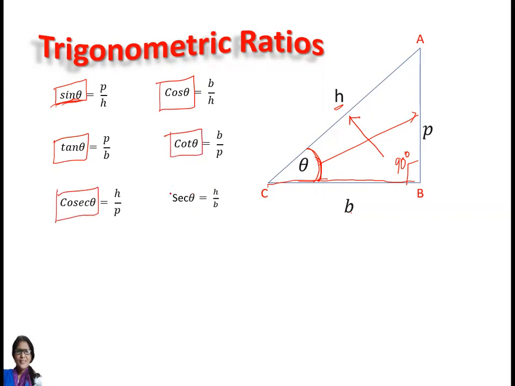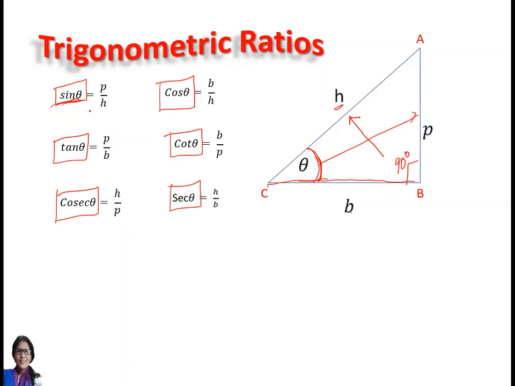What is theta? Theta is an angle. It can be 40 degrees, it can be 30 degrees, it can be any angle. But this ratio is always constant. If you measure the sides and take the ratio, the fraction, it will always be constant and we have named it: sin theta, cos theta, tan theta, cot theta, cosec theta, sec theta.